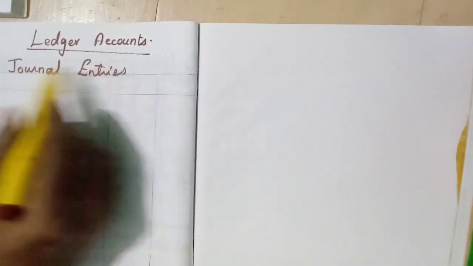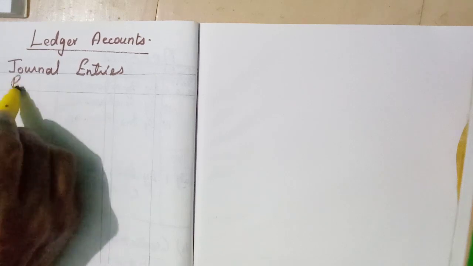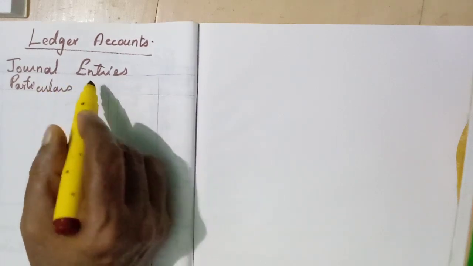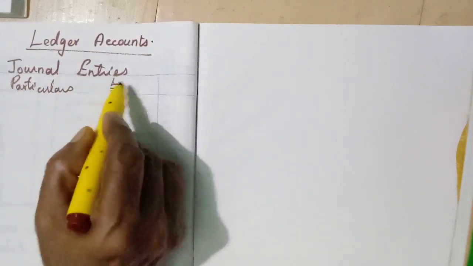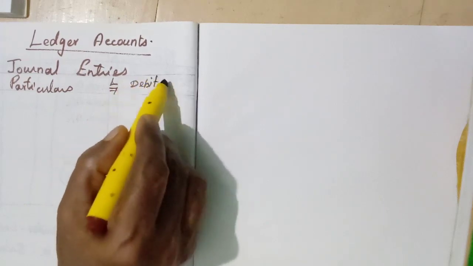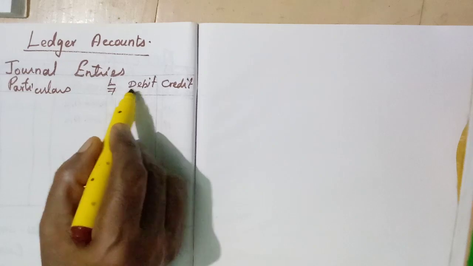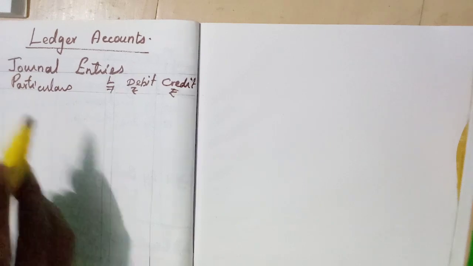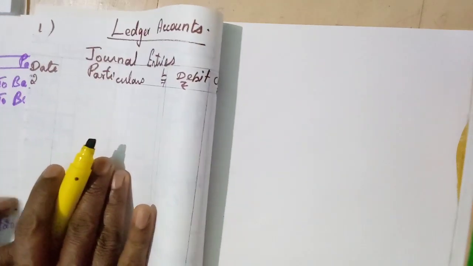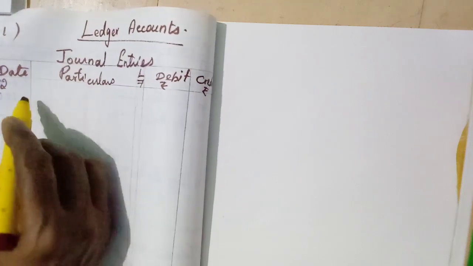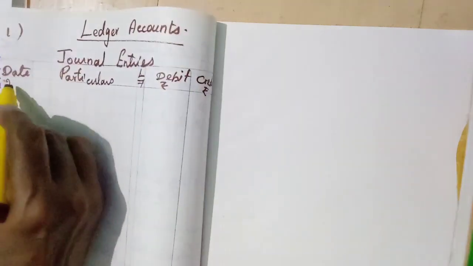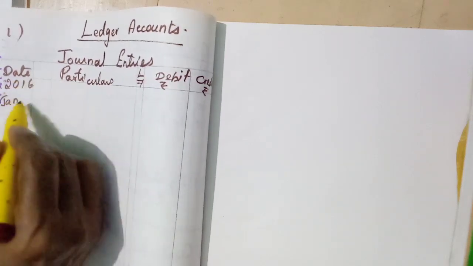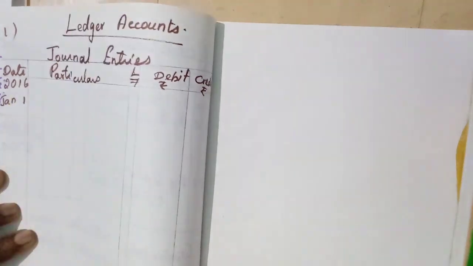Write journal entries, then date, particulars. I will write this heading for only one or two problems. Then you have to write LF, debit, credit, rupees. First we have to write the year, 2016. Then January. Then here 1. Started business with the cash.